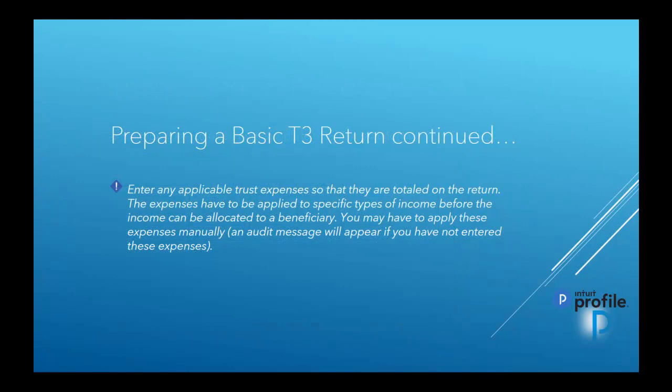There's an important note here that you need to enter any applicable trust expenses so that they are totaled on the return. The expenses have to be applied to specific types of income before the income can be allocated to the beneficiary. So you may have to apply these expenses manually. Usually an audit message will appear if you have not entered these expenses.